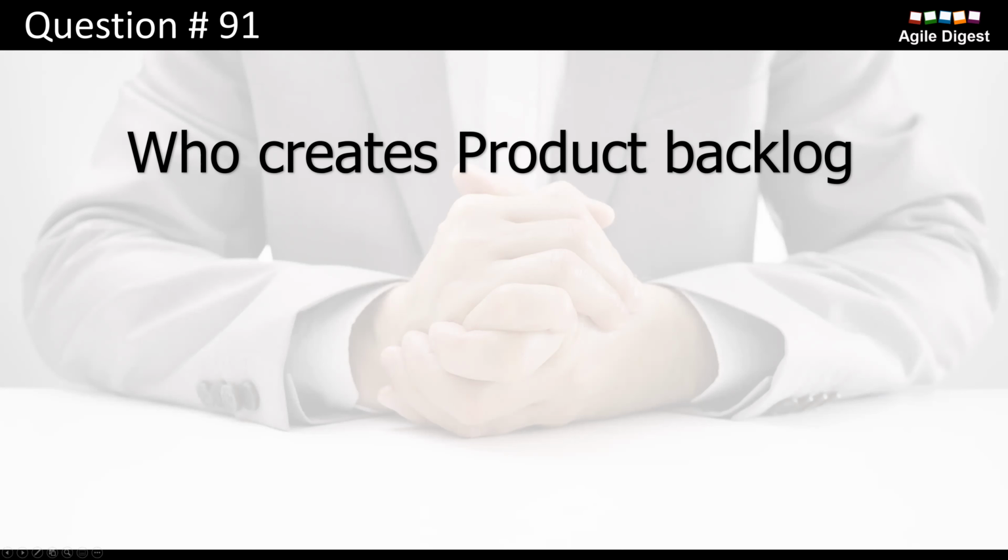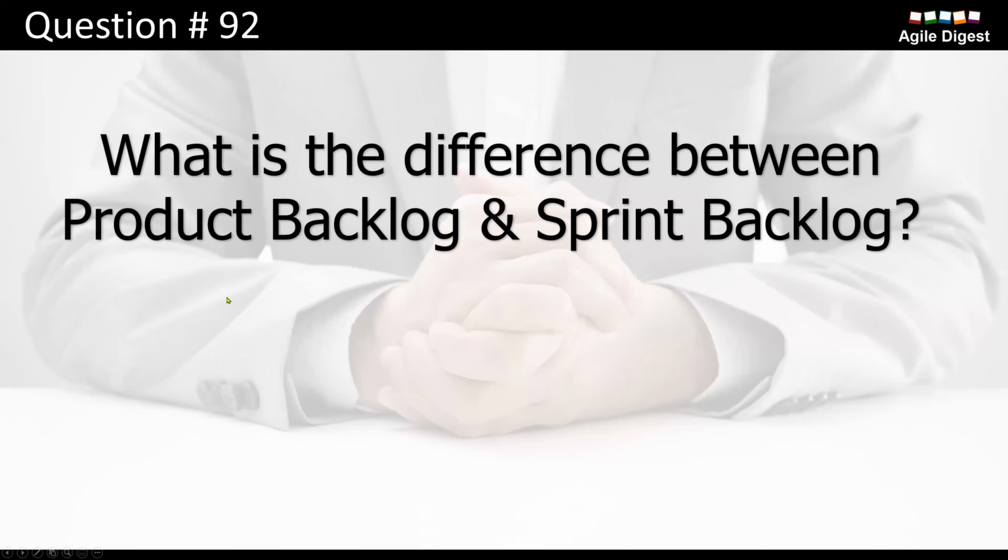All right. So what is the difference between product backlog and sprint backlog? You move the items from the product backlog to the sprint backlog. Is that the only difference? Items don't move from the sprint backlog back to the product backlog? If it's not done in that sprint, yes, it could go back.